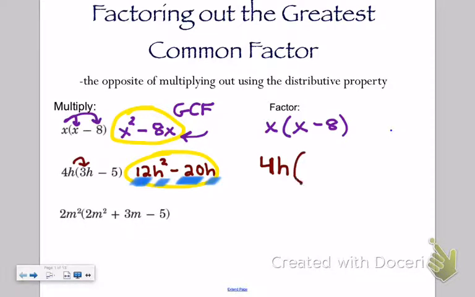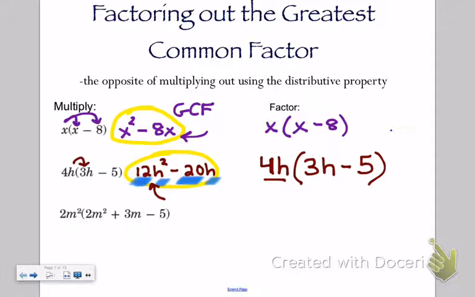So that's our GCF. Now we look and see what we need to multiply our GCF by to get the original. 4 times what is 12? 3. And h times what is h squared? H. Now we have a subtraction sign. 4 times what is 20? 5. And we already have an h, so we don't need to multiply it again.